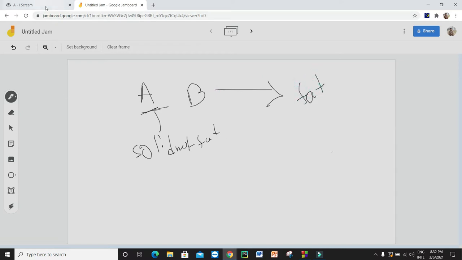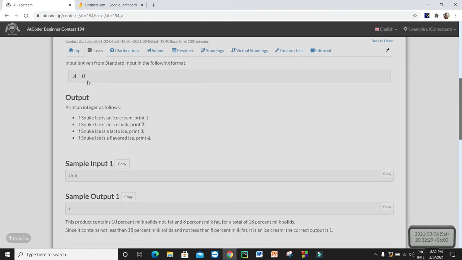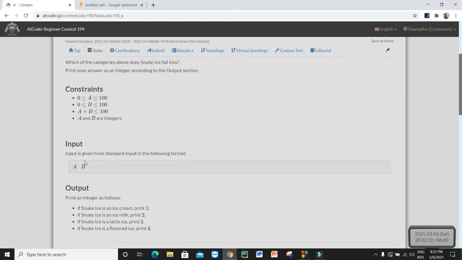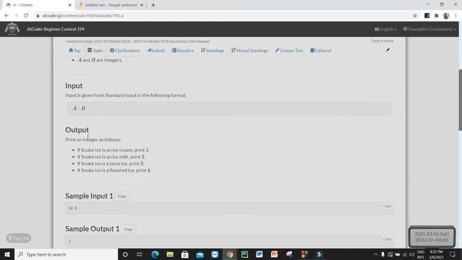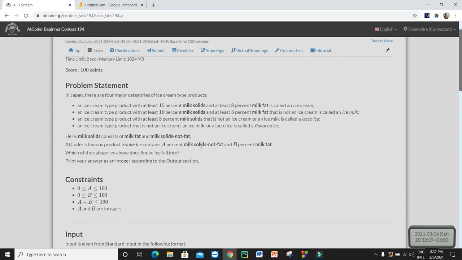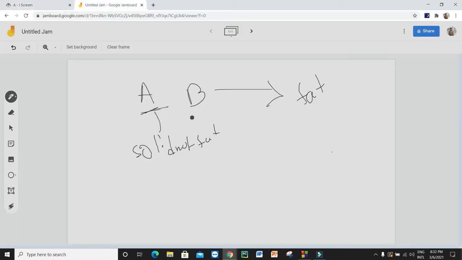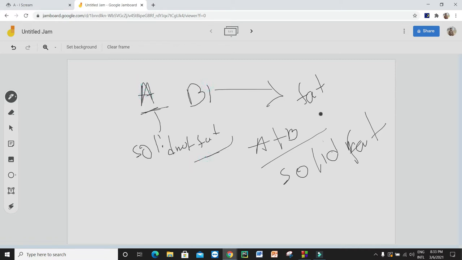In this question, at first you are given two integers, A and B. As I told you before, A is milk solid not fat and B is milk fat. So if we combine them, A and B, we can find the milk solid fat, right? A is the variable without fat and B is the variable with fat.